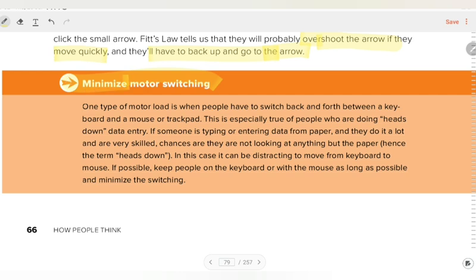Minimizing motor switching. One type of motor load is when people have to switch back and forth between a keyboard and a mouse or trackpad. This is especially true for people who are doing heads-down data entry. If someone is typing or entering data from paper and they do it a lot and are very skilled, chances are they're not looking at anything but the paper, hence the term heads down. In this case, it can be distracting to move from the keyboard to the mouse. If possible, keep people on the keyboard or with the mouse as long as possible to minimize the switching.